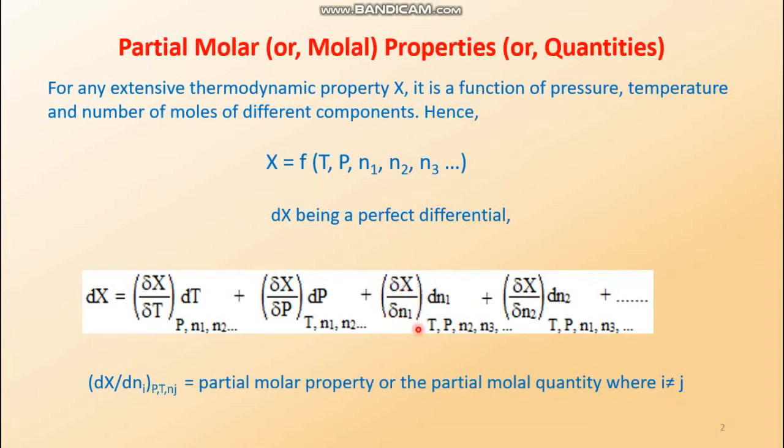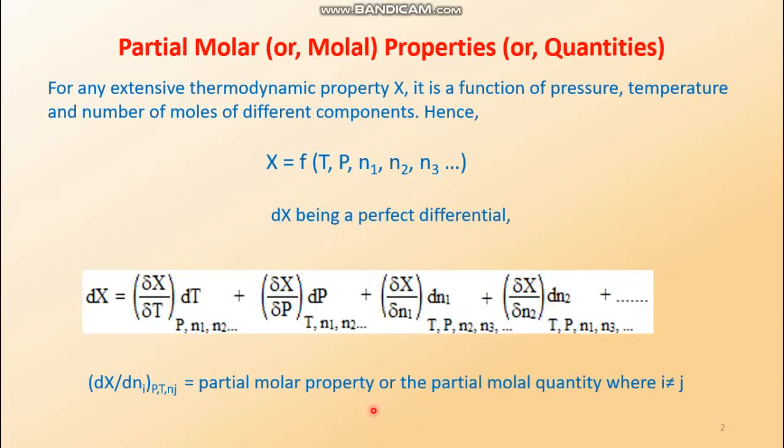This property is known as the partial molar property or the partial molal quantity. Now what about i and j? First of all, i is not equal to j. That means when i is the first component, then j are the second, third, fourth, etc. If i is the second component, then j is the first component, third component, and other components. If i is the third component, then j are first, second, fourth, and so on. So this way, any one of them is a partial molar property.